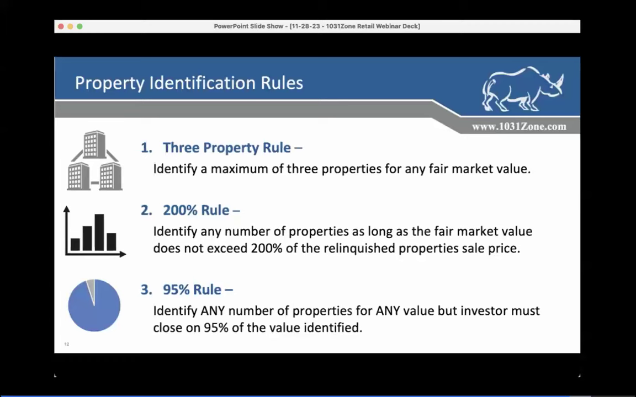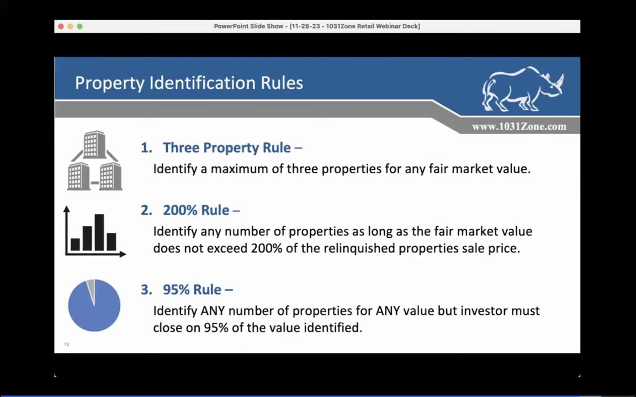Now, the property identification rules, guys, this is what happens between days 0 and 45. These are the identification rules that apply within that identification period. You can use one of these three. You can't use two of them. You can't use all three of them. You can use one of the three rules. The most commonly used rule, which I'm going to go over here, is the 3-property rule. You can identify a maximum of 3 properties. It does not matter the value of those properties, but you only have 3 slots.